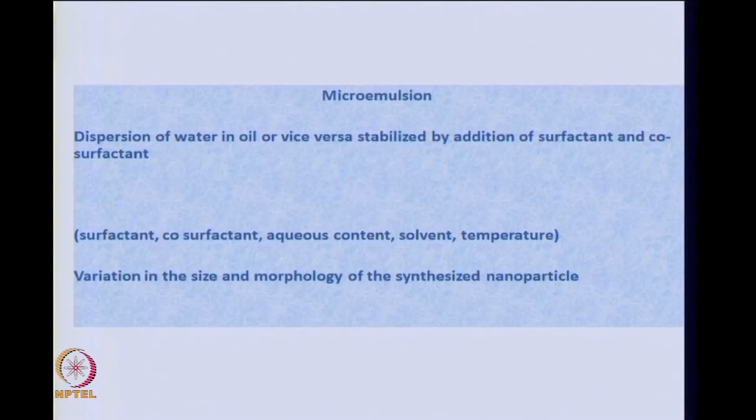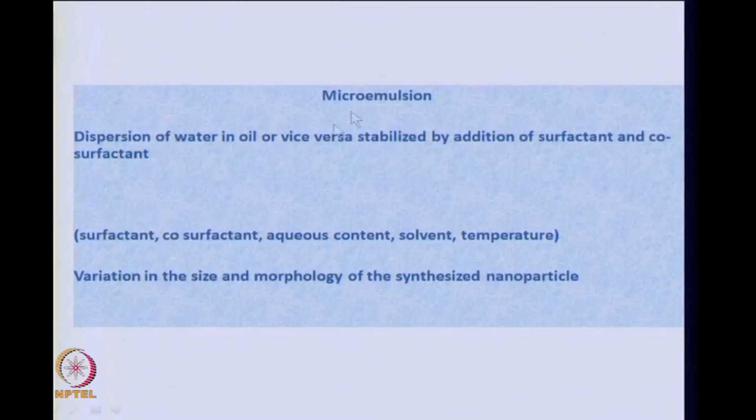So, microemulsion we can now define as a dispersion of water in oil or vice versa, that means oil in water, which is stabilized by addition of surfactant and co-surfactant. We have introduced the term surfactant before. A co-surfactant helps the surfactant reduce the interfacial tension between the water or the aqueous medium and the non-aqueous medium. So, both surfactant and co-surfactant are basically helping stabilize the immiscible system by lowering the interfacial tension. Co-surfactants normally are some long chain alcohols or amines, and we will discuss them.